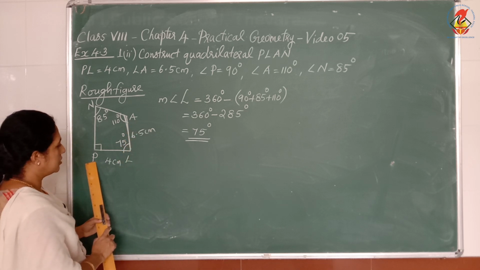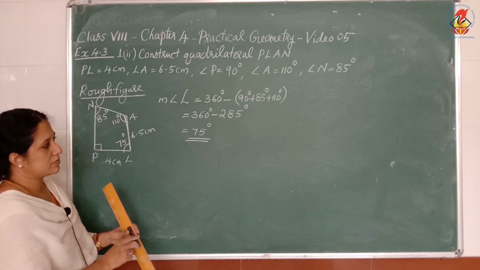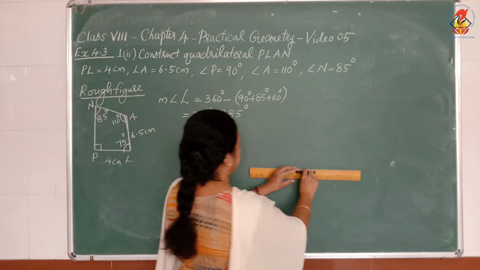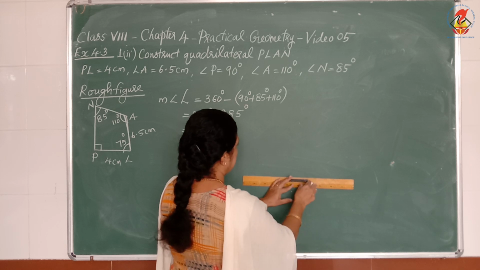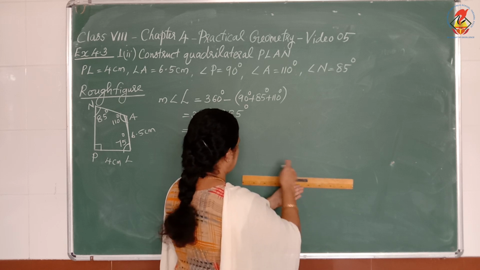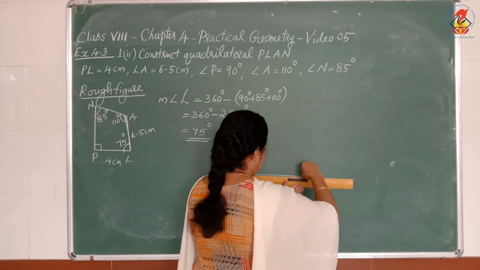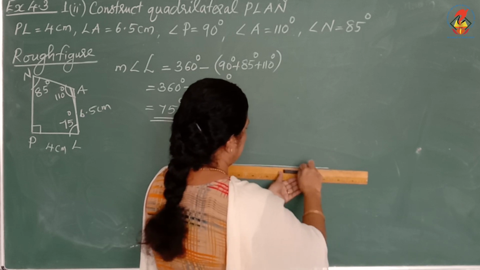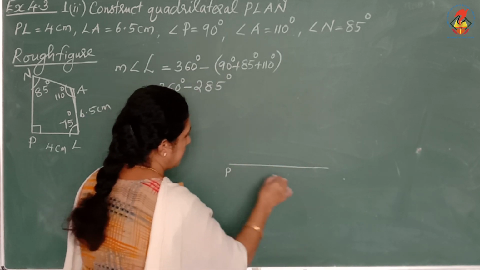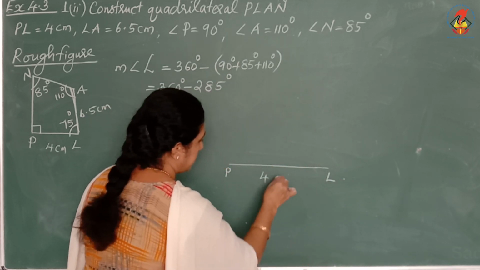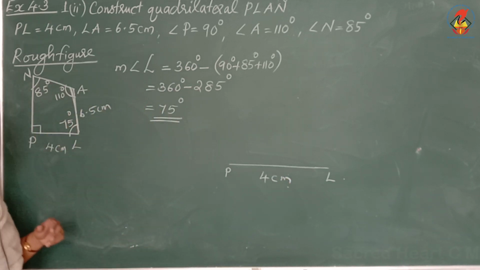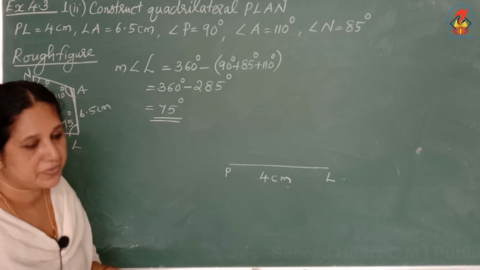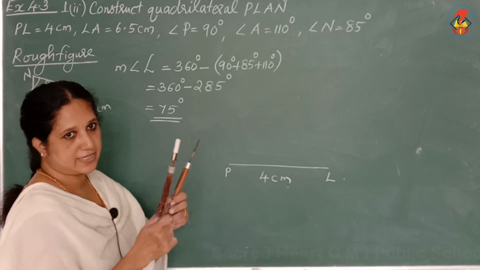Okay. So now we are going to start the construction. First of all we have to draw line segment PL of length 4 centimeter. So PL is equal to 4 centimeter. Then at P you have to construct 90 degree. So we know how we can construct a 90 degree.